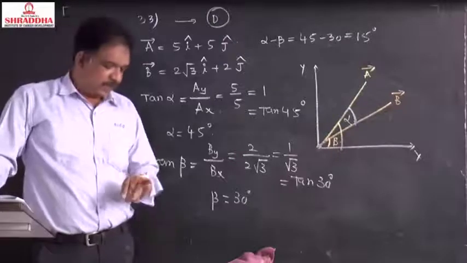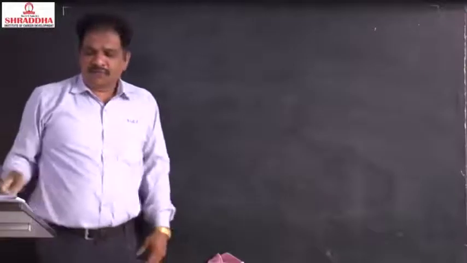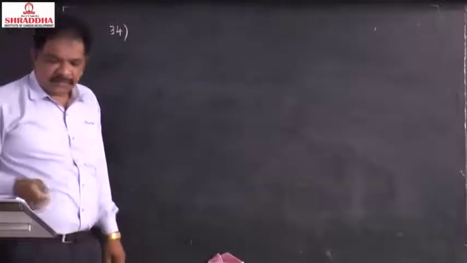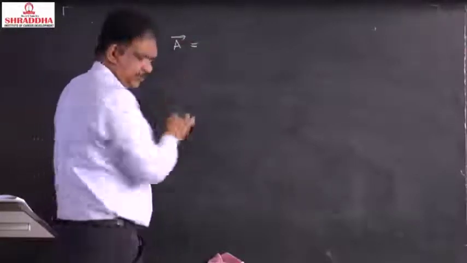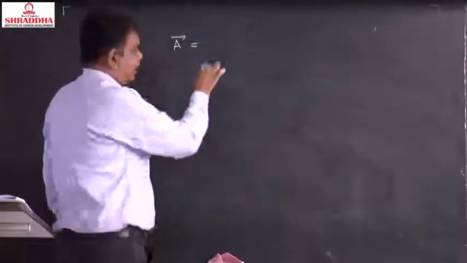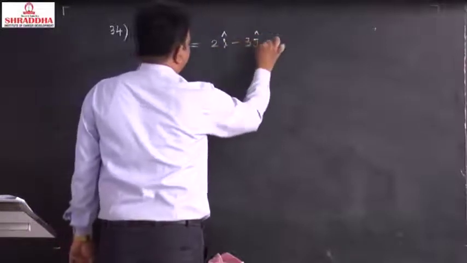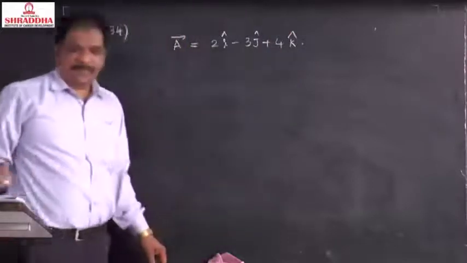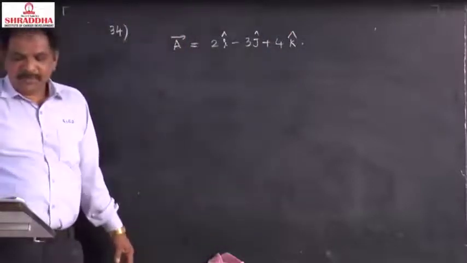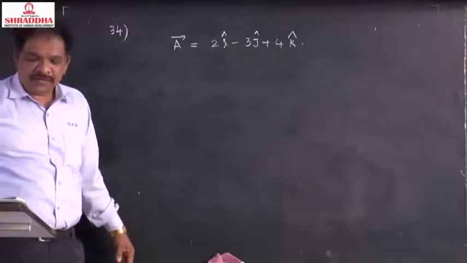Next, 34, what they are asking, see. 34, A bar is given. A bar is equal to 2 i cap minus 3 j cap plus 4 k cap. Then what is its magnitude along the YZ plane?